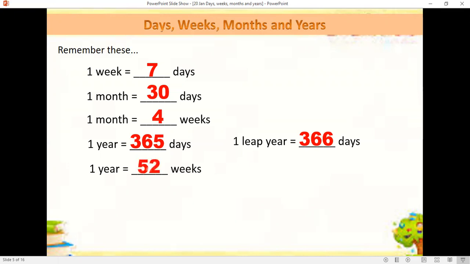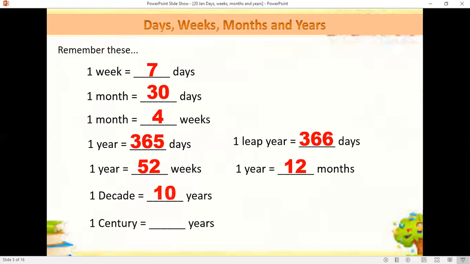Now, how many weeks in 1 year? There are 52 weeks. How many months in 1 year? There are 12 months. 1 decade, how many years? Deca means 10. So 1 decade, we have 10 years. 1 century, from the root word cent, which is 100, that's why we say centennial. 1 century is 100 years. 1 millennium is 1,000 years. Please make sure that you remember all this, so that it's easy to convert.